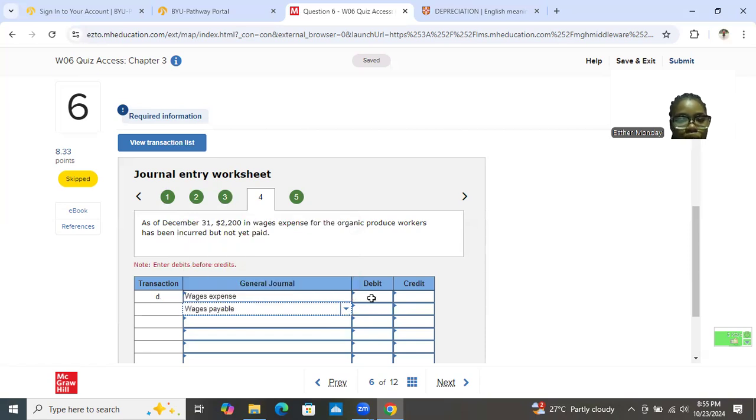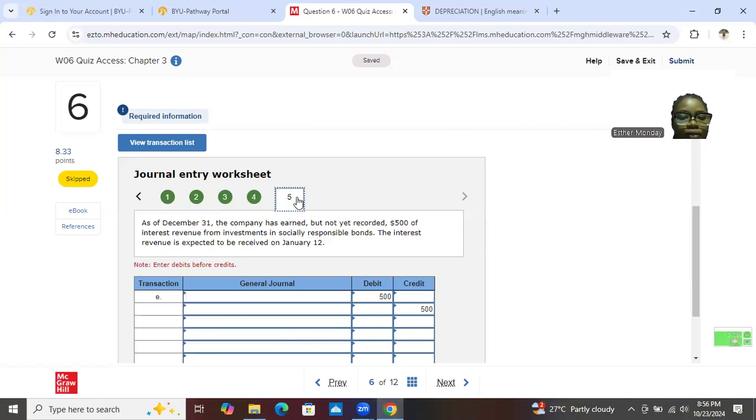Our wages expense is 2,200. Then the wages, since they have not yet been paid, will fall under wages payable. So it's still waiting for payment. We now put it on our credit, which is 2,200. So it will fall under the credit side, not on the debit side.